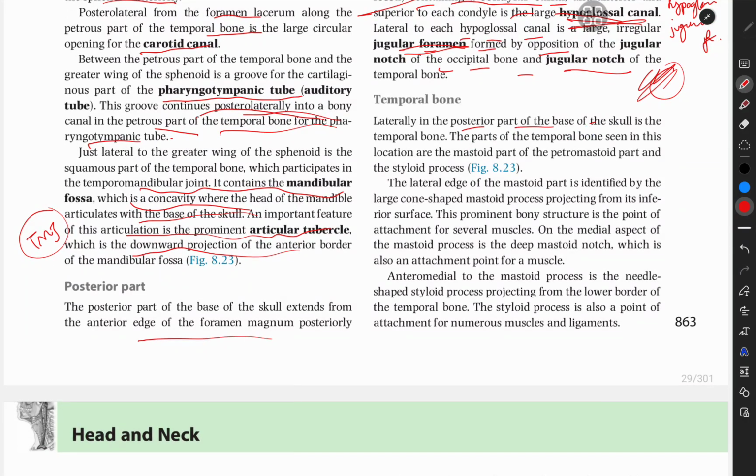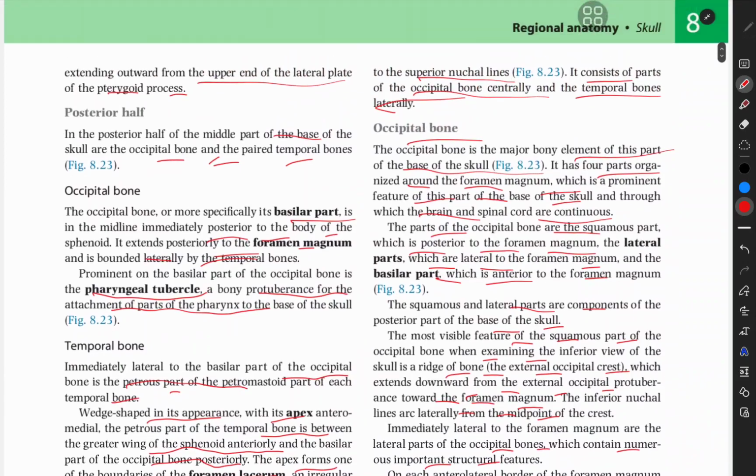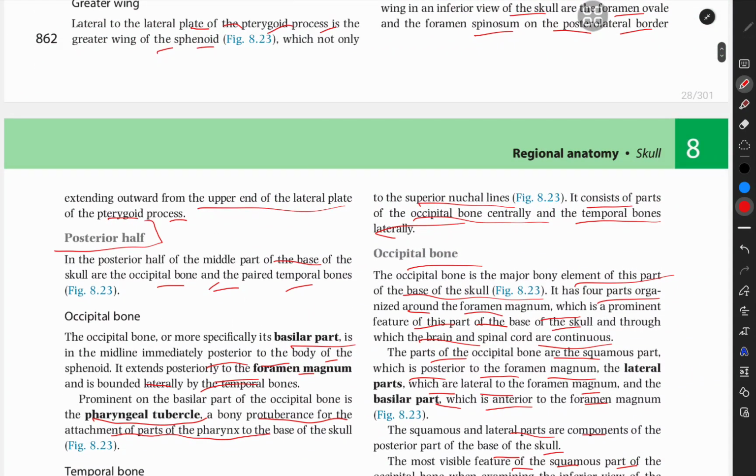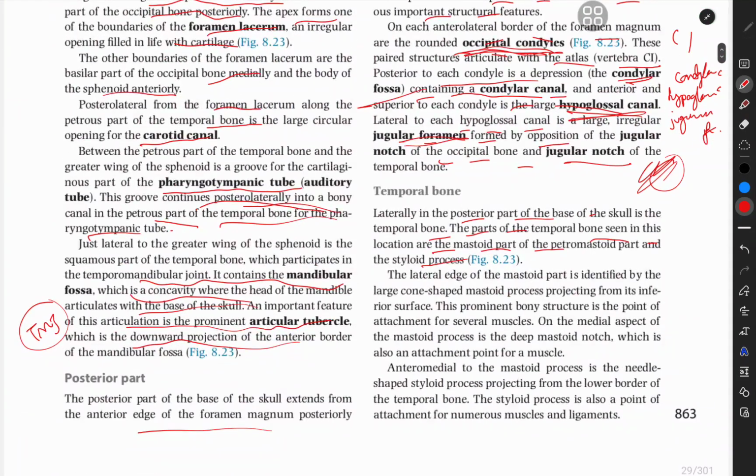Laterally in the posterior part of the base of the skull is the temporal bone. Parts of the temporal bone seen in this location are the mastoid part, the petromastoid part, and the styloid process.